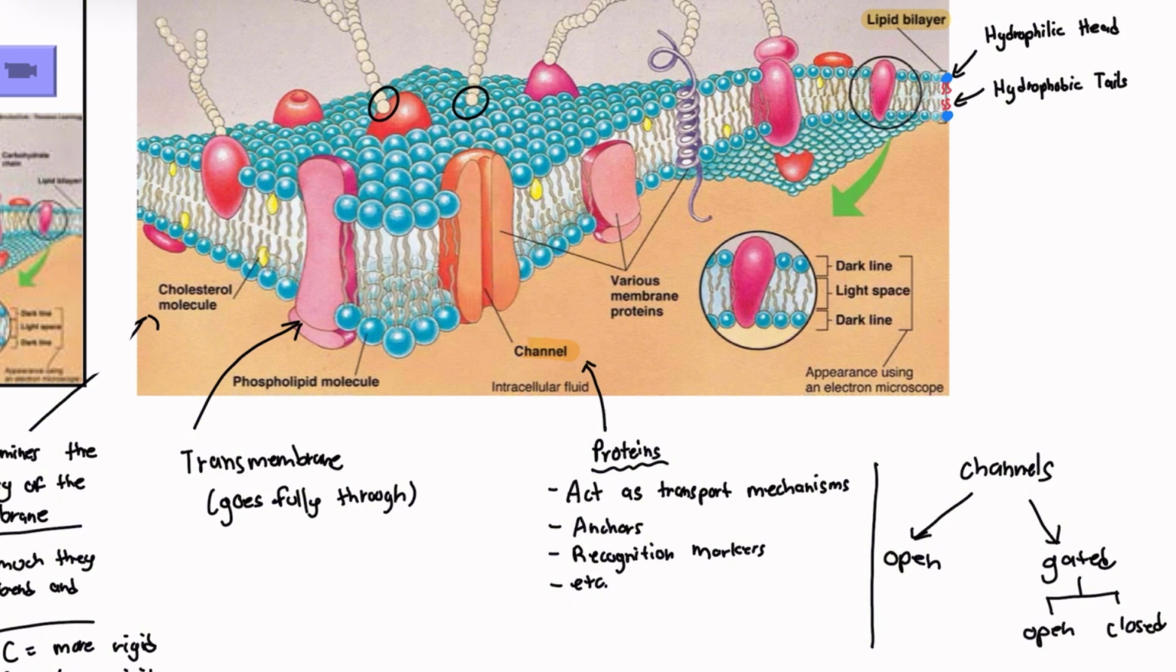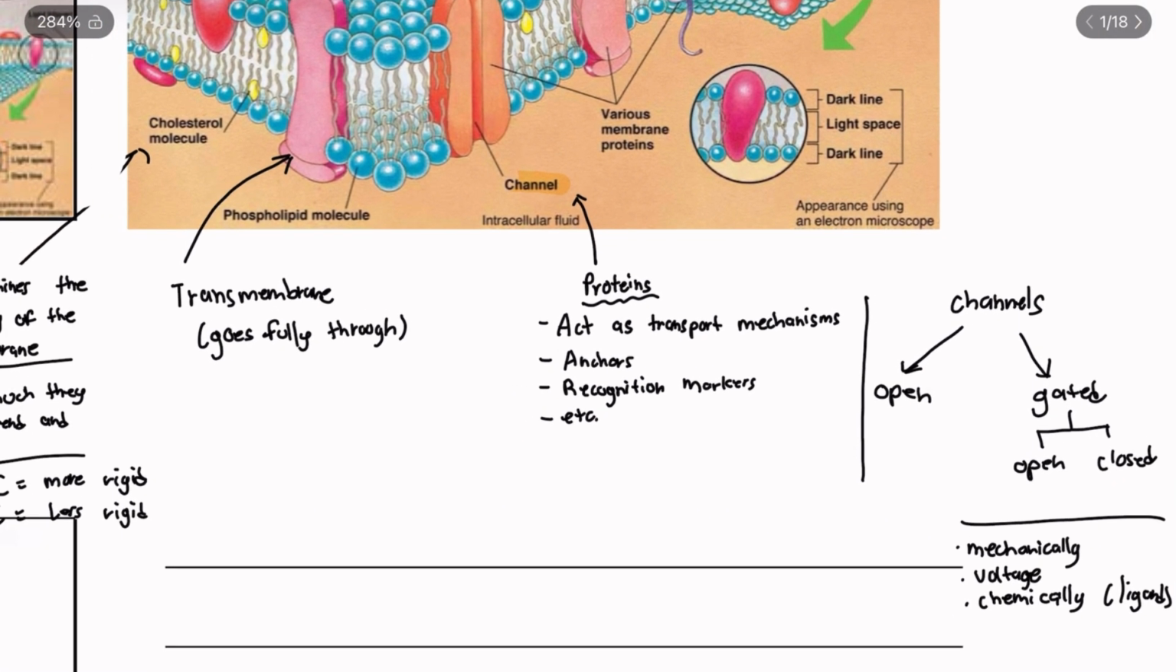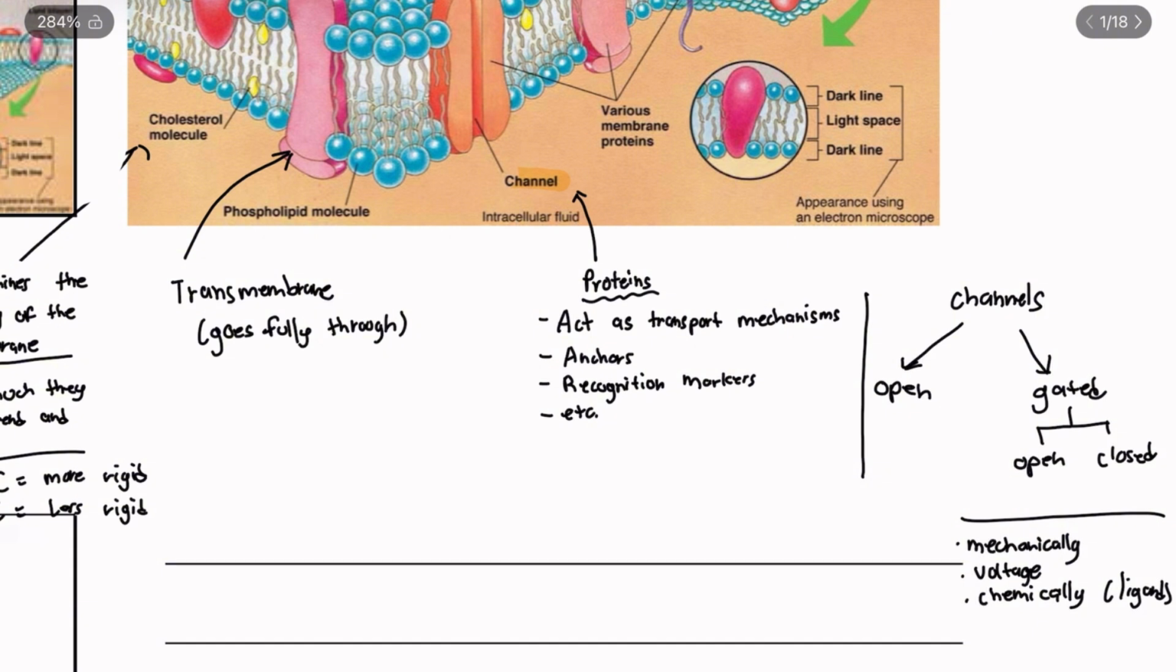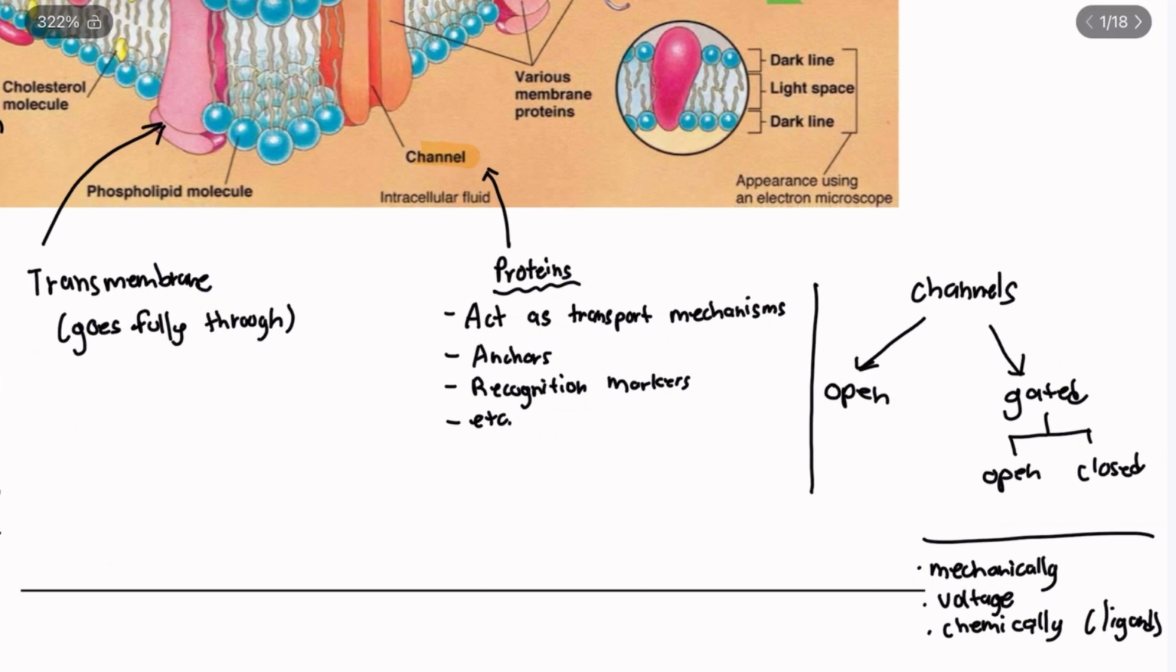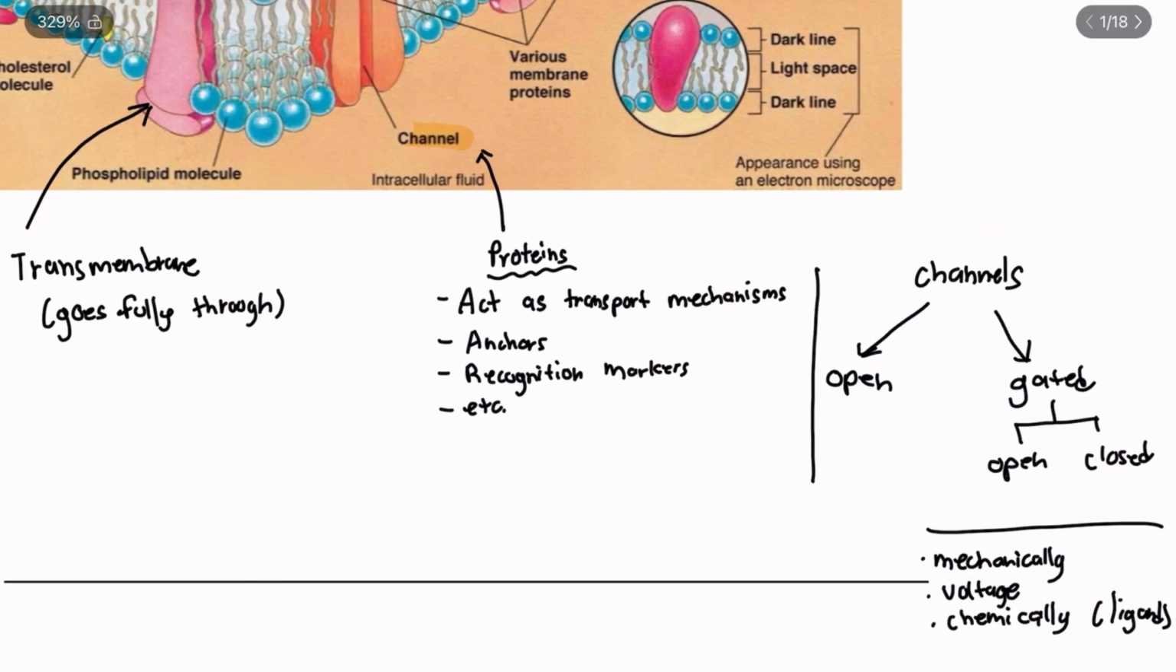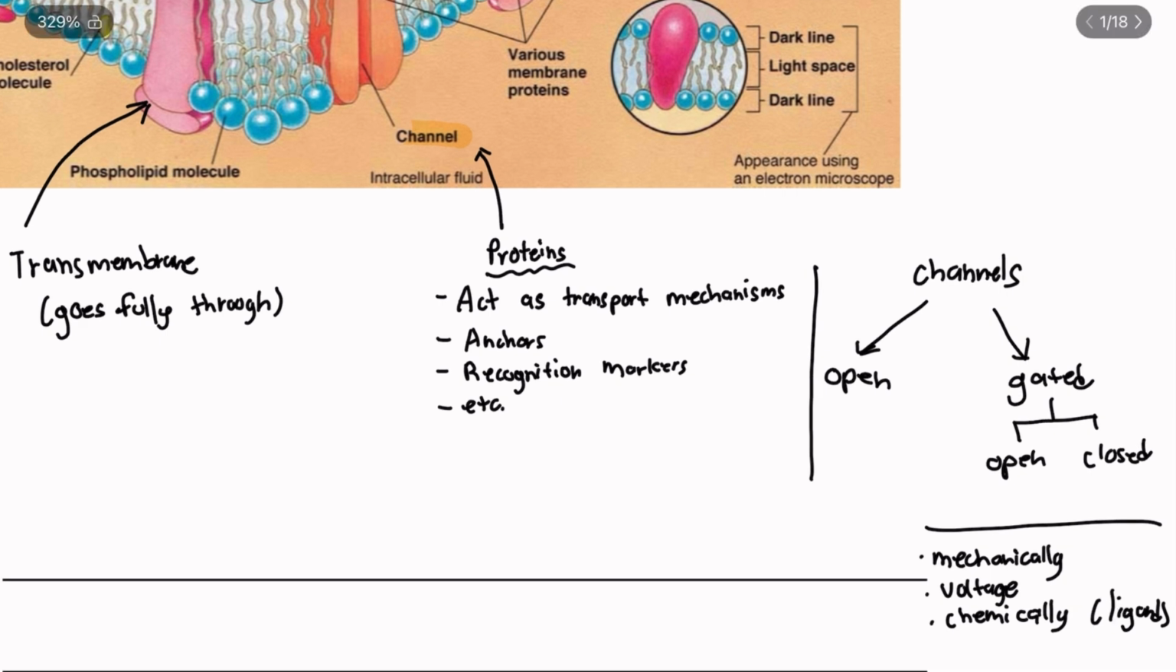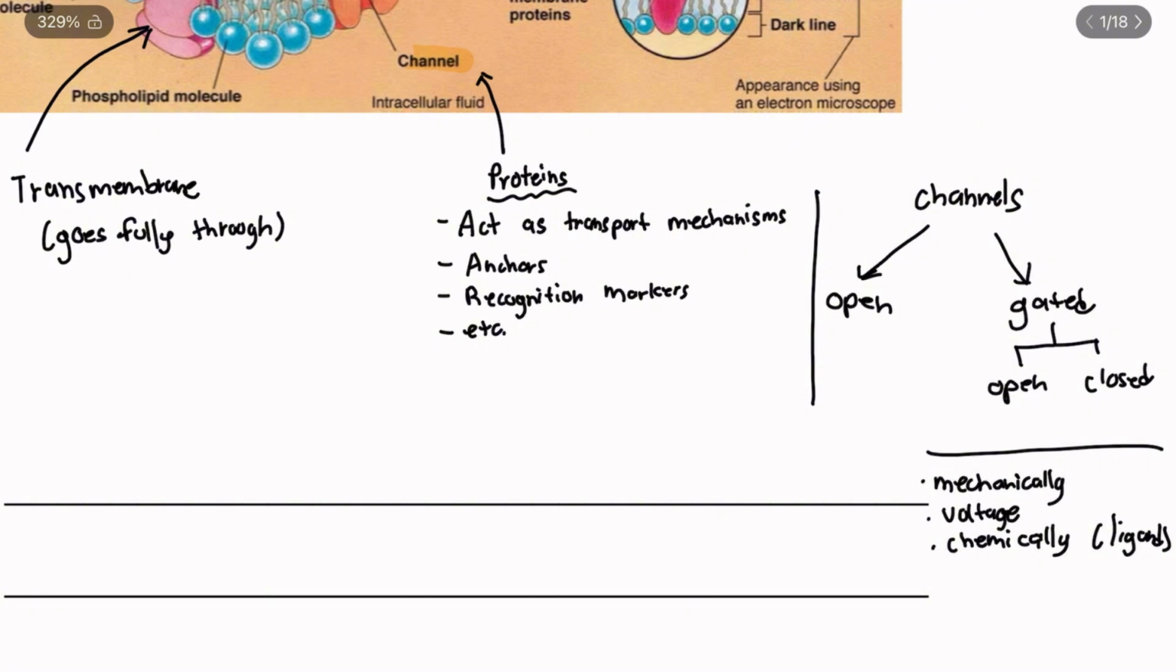Now, channels can be open or gated. Open is basically self-explanatory. It provides a steady, continuous flow of ions, whereas gated channels can be open or closed depending on the response to specific signals. For example, mechanically gated channels open in response to physical forces like stretch or pressure. With voltage, they open in response to changes in the electrical voltage across the membrane. And finally, chemically or ligand gated channels open when a specific molecule binds to the channel.